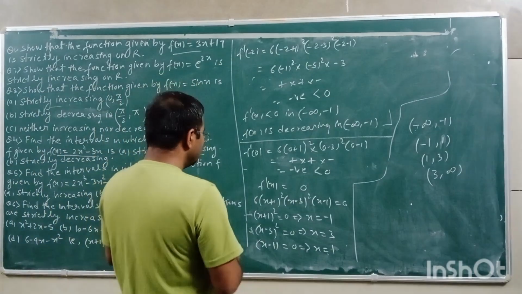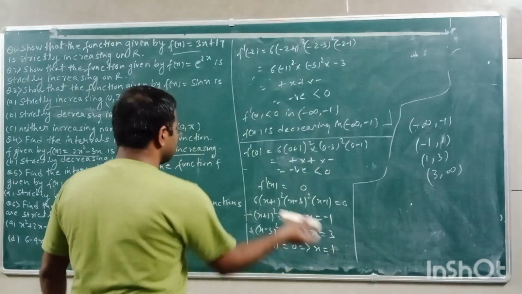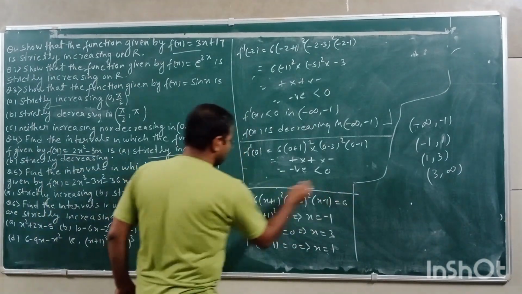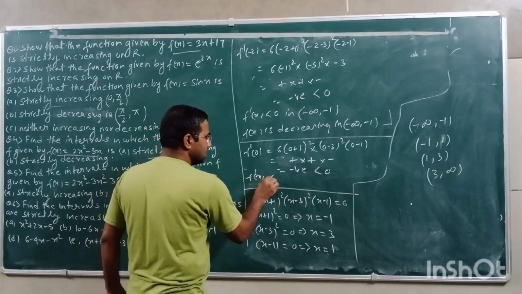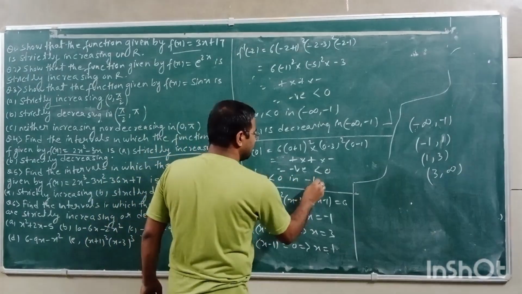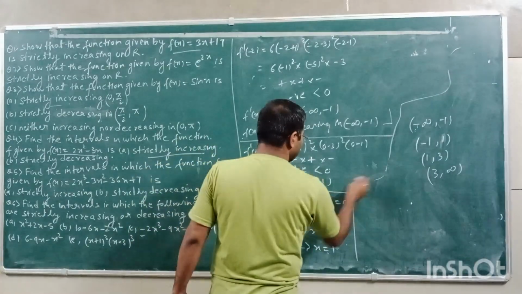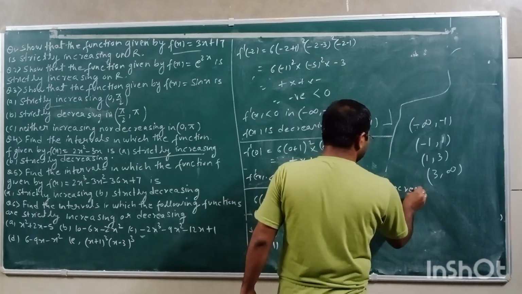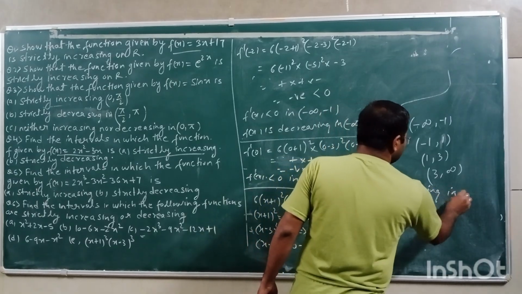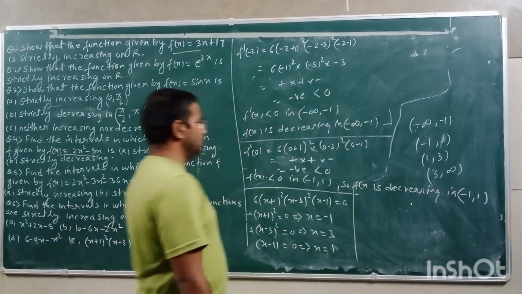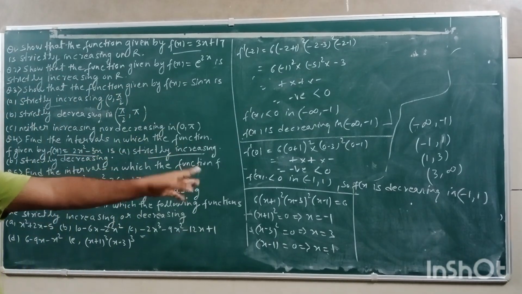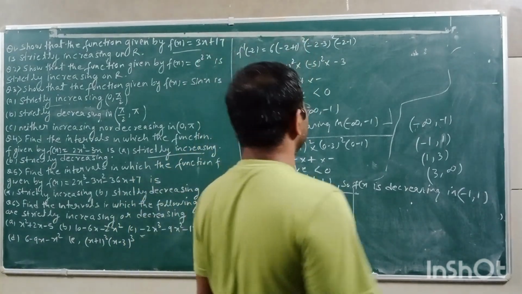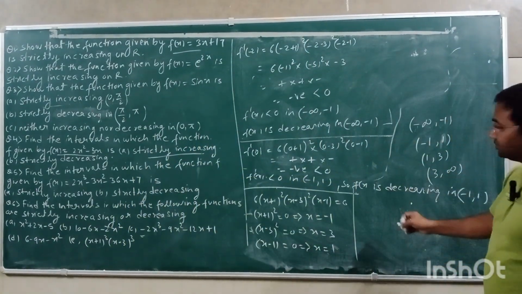Okay, then what does this indicate? This indicates that f dash x is less than 0 in the interval minus 1 to 1. So f x is decreasing. Again it is decreasing in minus 1 to 1. So in this way you will tell that in this interval it is decreasing. Now we will check the next interval.